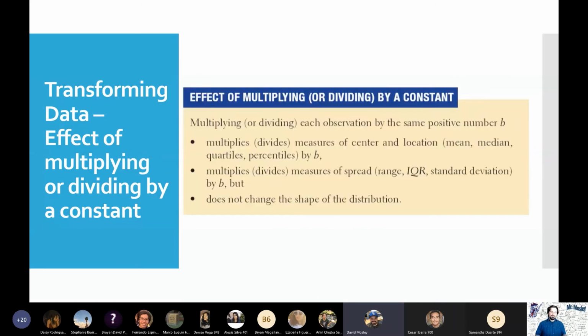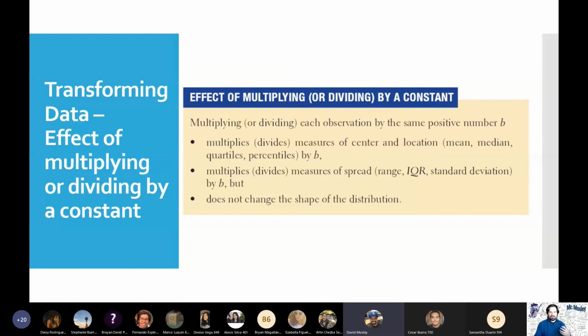So again, we have this little tidbit of information here. When you multiply or divide each observation by the same positive number b, you multiply or divide the measures of center and location, meaning the mean, median, quartiles, percentiles. They will be multiplied by that number or divided by that number. It also multiplies the measures of spread: your range, IQR, standard deviation. So essentially everything gets multiplied. The only thing that doesn't change is the thing that is not a number, which is the shape. That will remain the same.